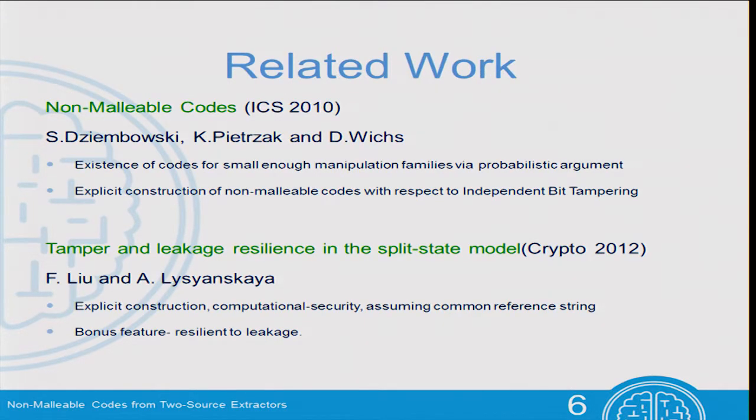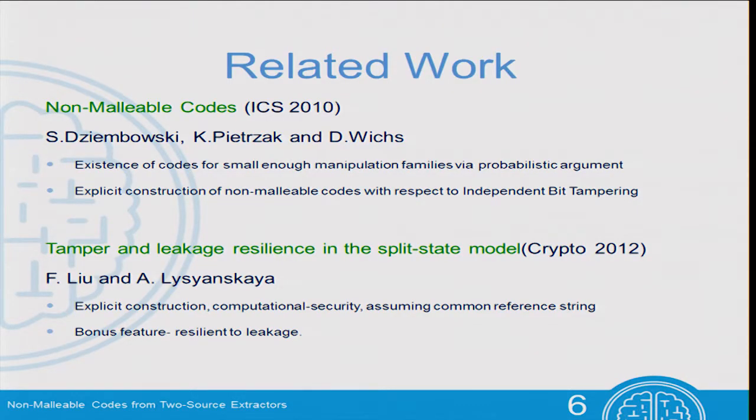Okay, related work. There are two papers I would like to talk about. First one is Non-malleable codes by Stefan Dziembowski, Krzysztof Pietrzak, and Daniel Wichs. What they do, they show the existence of the codes if the capital H family is small enough. It's actually not very small, but small enough. They do it via probabilistic argument, very cool argument with graph theorem.